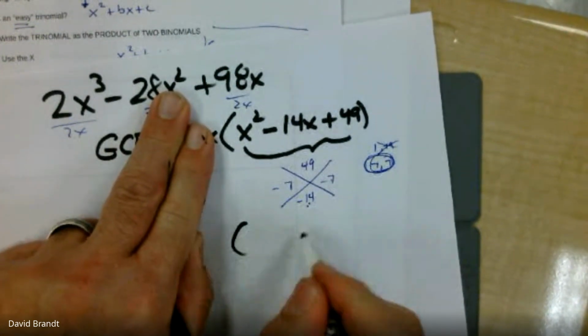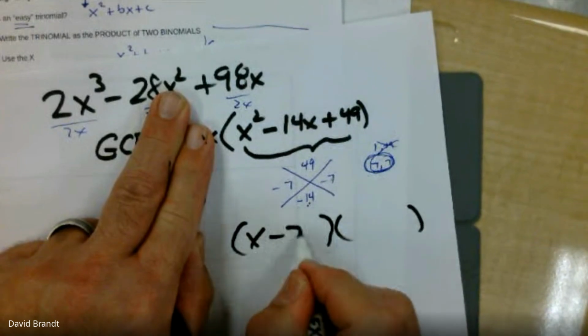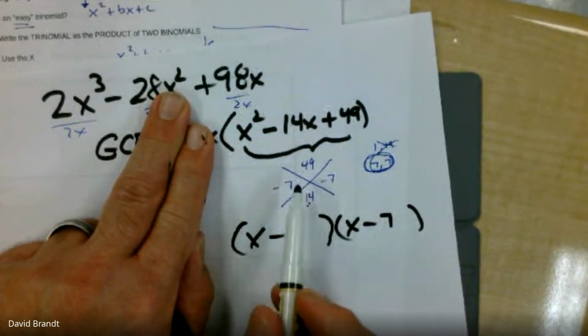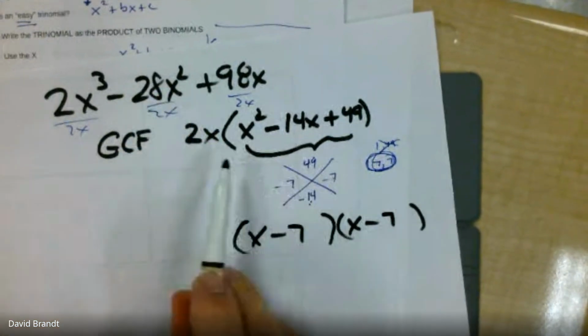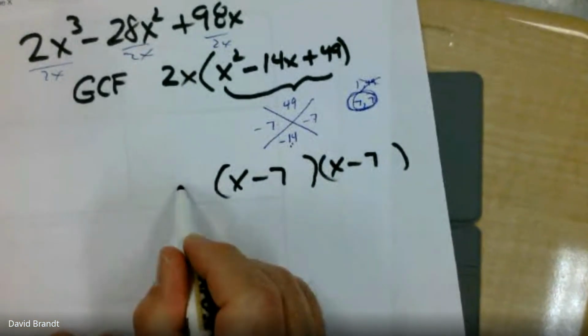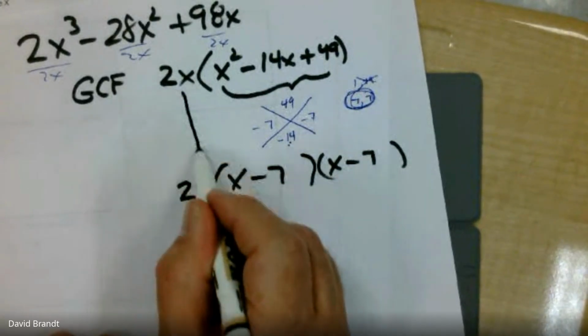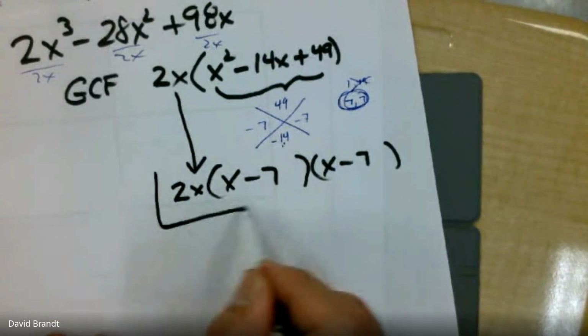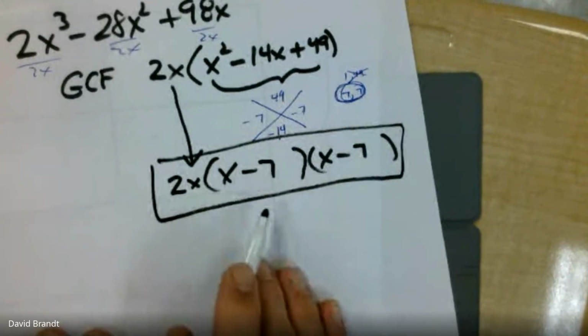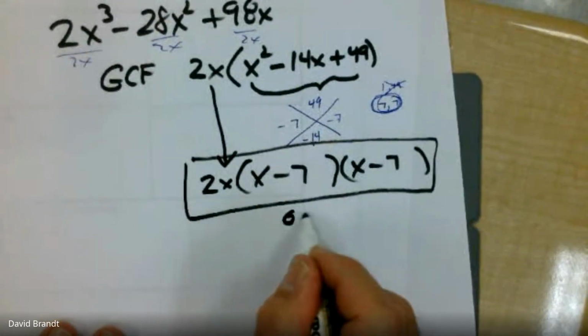So you're going to write x minus 7, x minus 7. Now remember the 2x you took out? That has to go in front. You need to keep that greatest common factor in front. That is your answer. Now, some of you might know another way to write that.